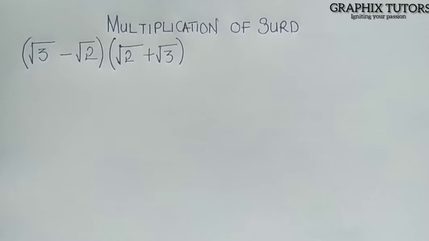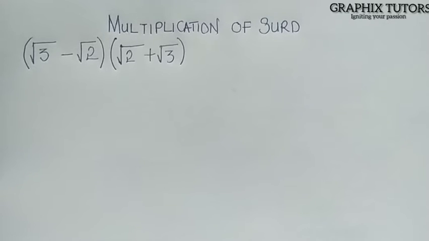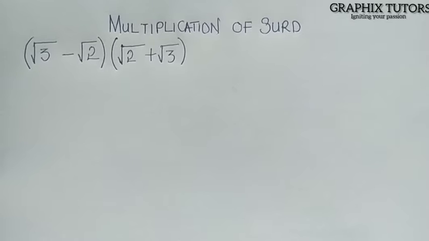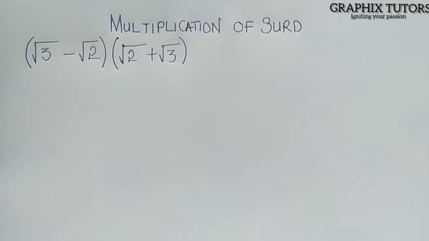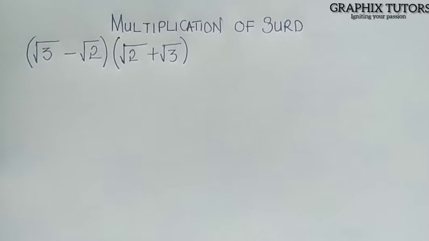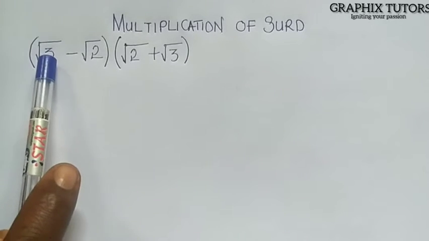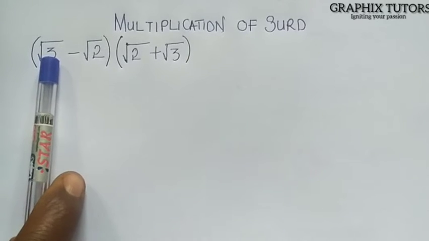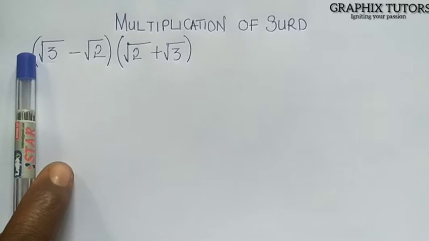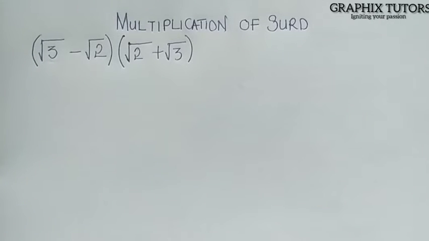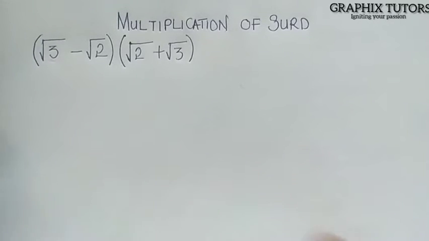Now we want to look at the multiplication of surds. I told you earlier that if you are multiplying two surds together, you multiply both what is inside the square root and what is outside the square root, right? So first thing, we want to multiply this. I want to expand this.